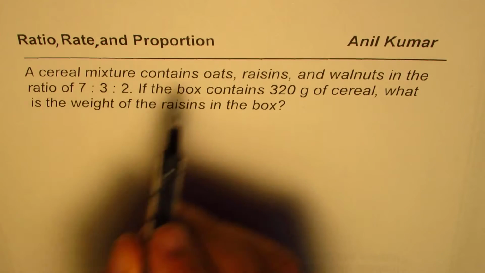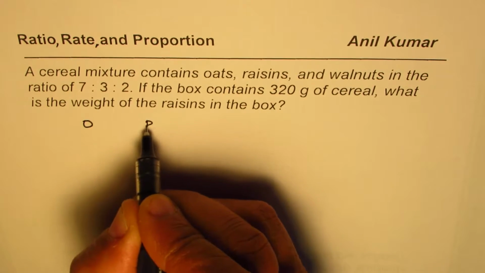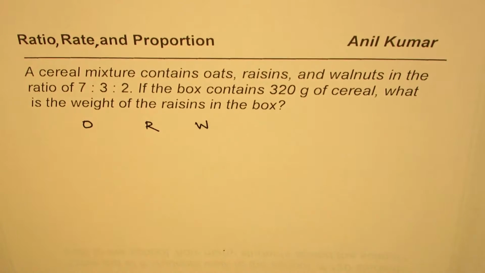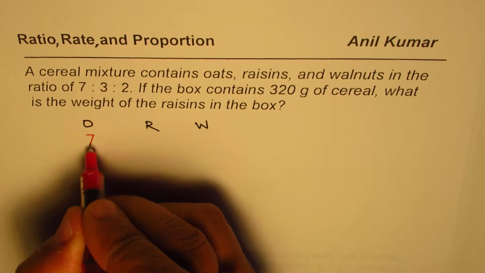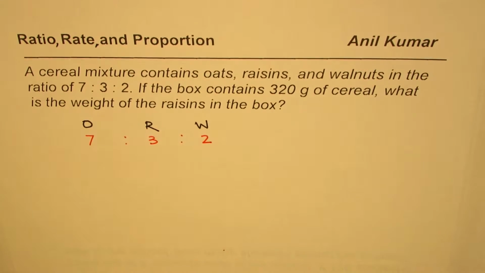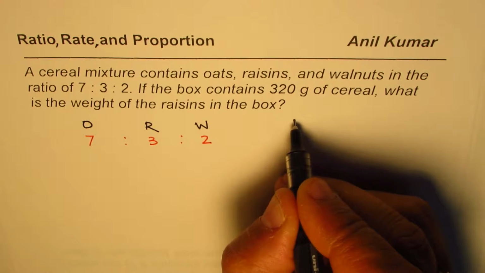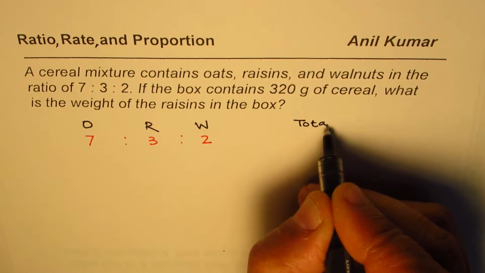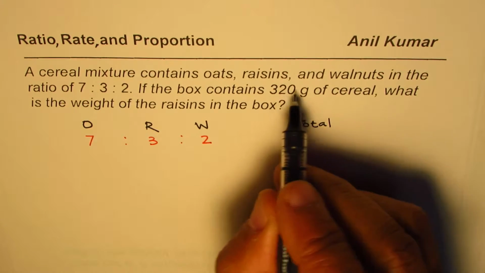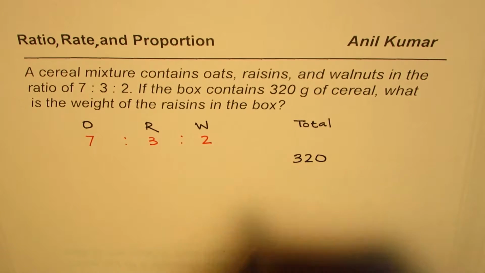Now we are given a mixture of three, so we have oats, raisins, and walnuts, correct? The ratio for each is 7:3:2. And what are we given? We are given the total quantity, right? So we'll write total here. And the total quantity is 320, right? I'm purposely writing it here.